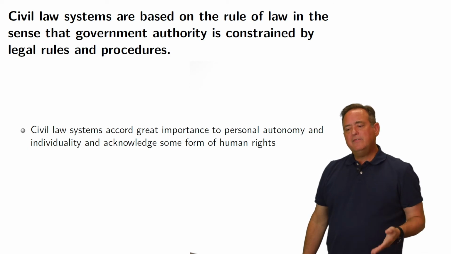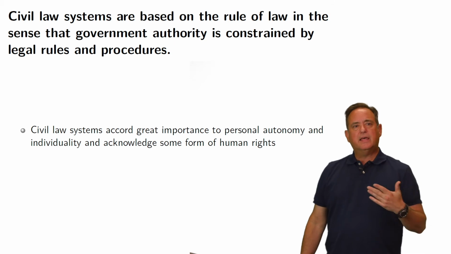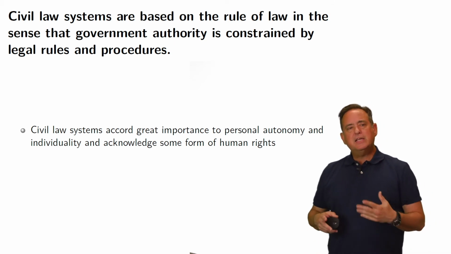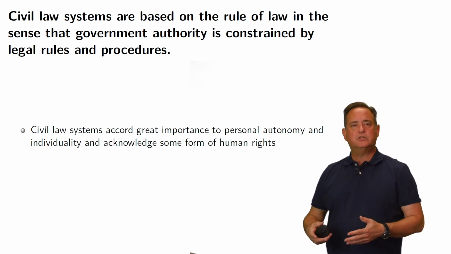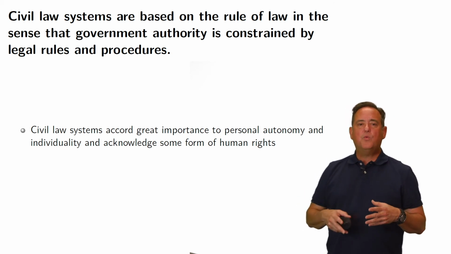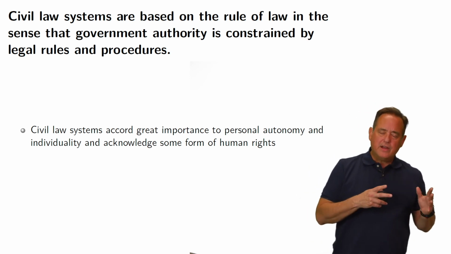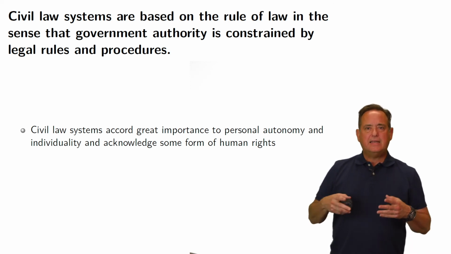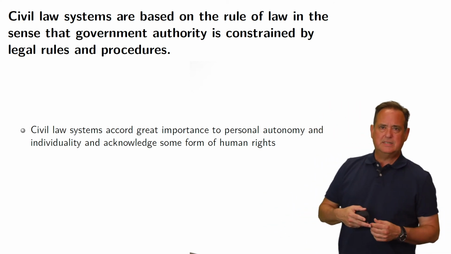Now, having said that the law and government are the same thing does not mean that the government is free to do whatever it wants to do, because it's based on the rule of law in the sense that government authority is constrained by legal rules and procedures. The reason we write these laws down is that we know what the laws are. So civil law systems, even though they are state-centered, does not mean that the state's not bound. The state is bound by the law in the same way that the individual citizens are.